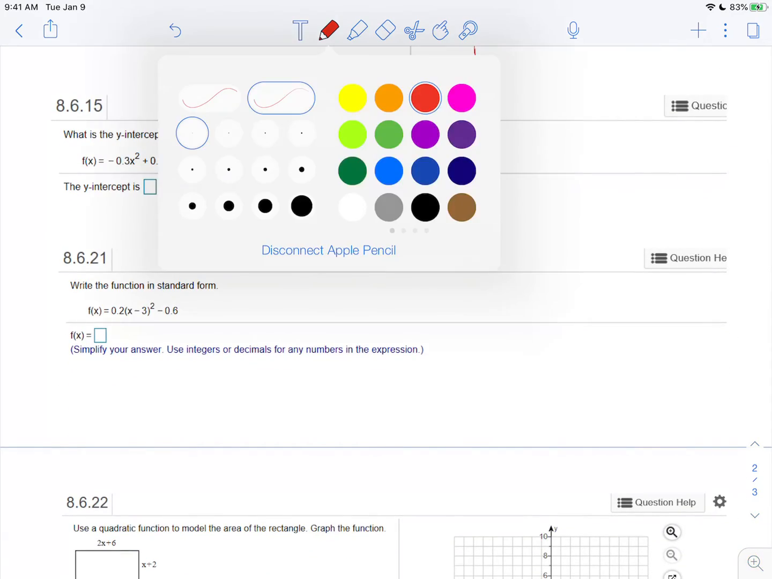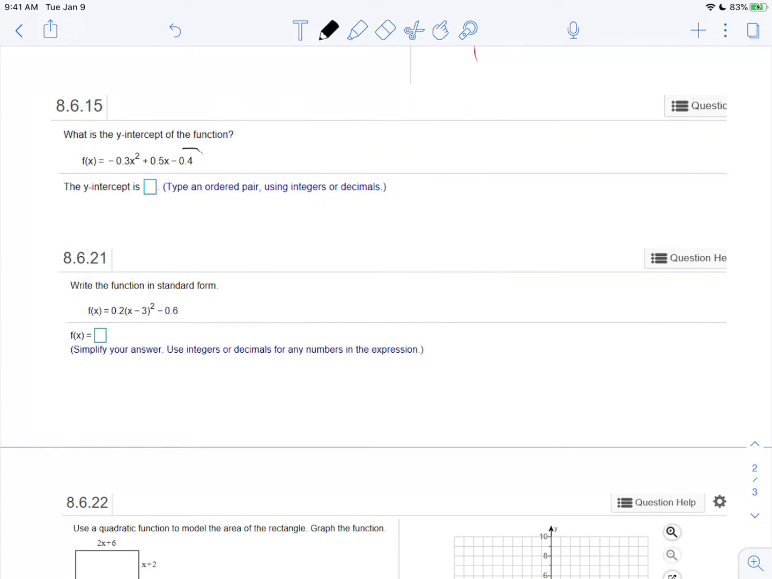State the y-intercept. The y-intercept is this value. So 0, negative 0.4. Pay attention to whatever sign is in front of that. Write it in standard form. Standard form looks like this.